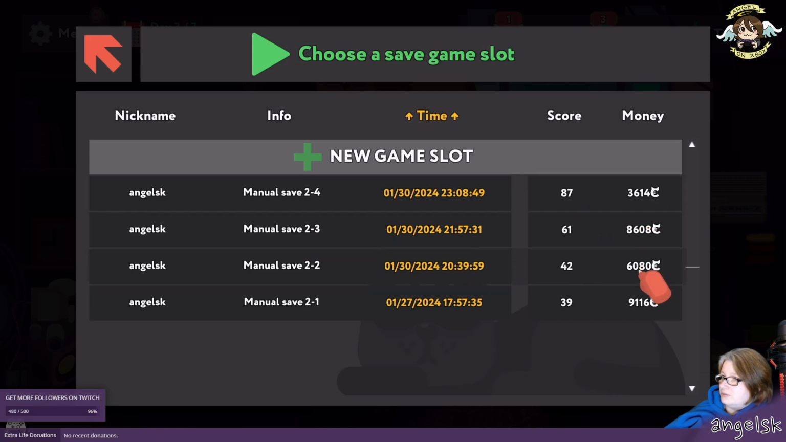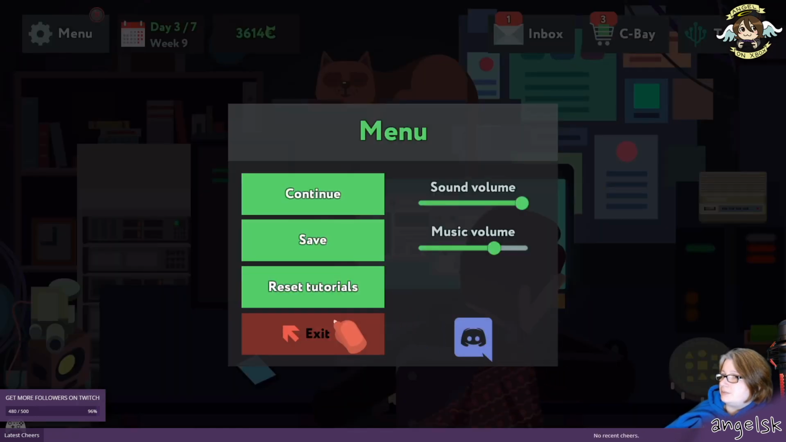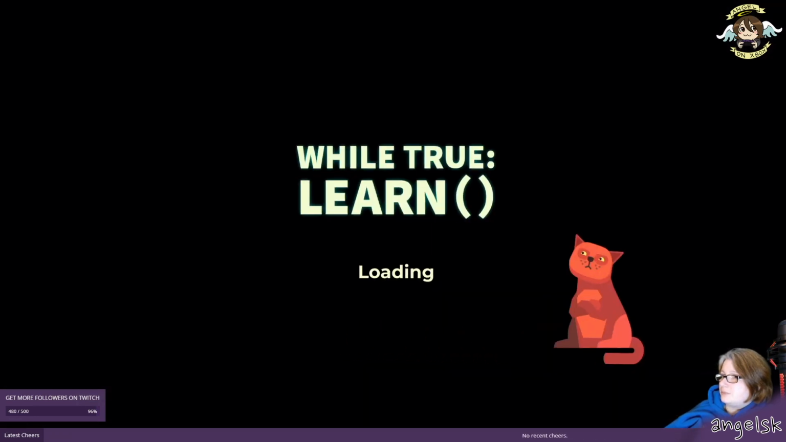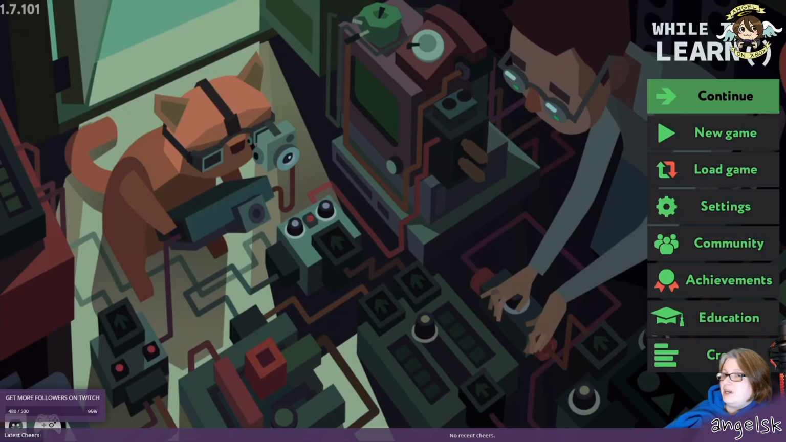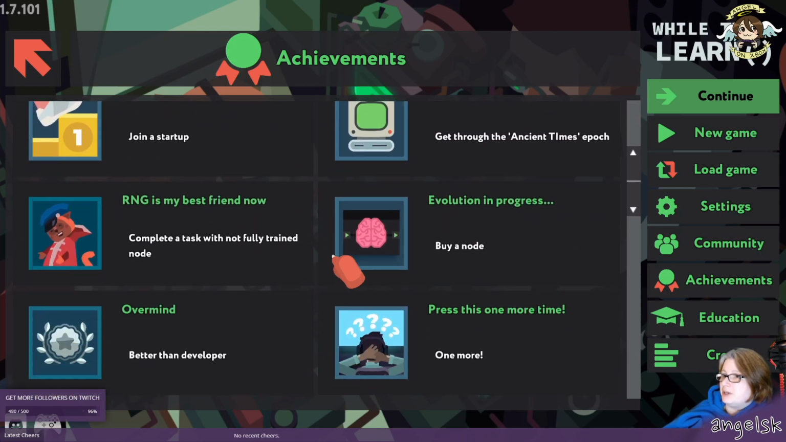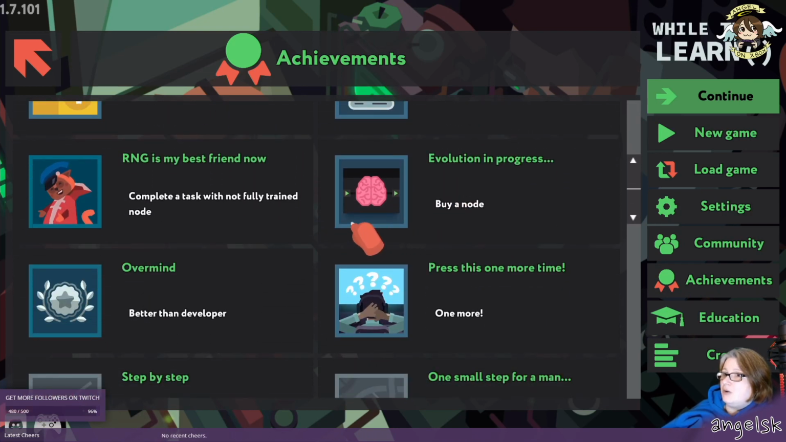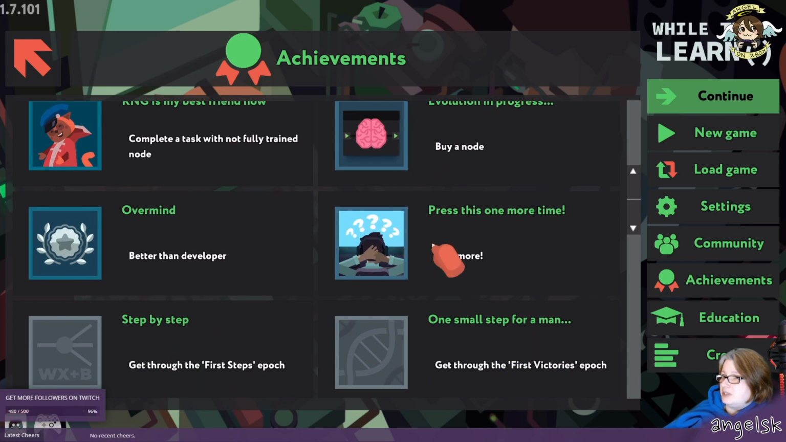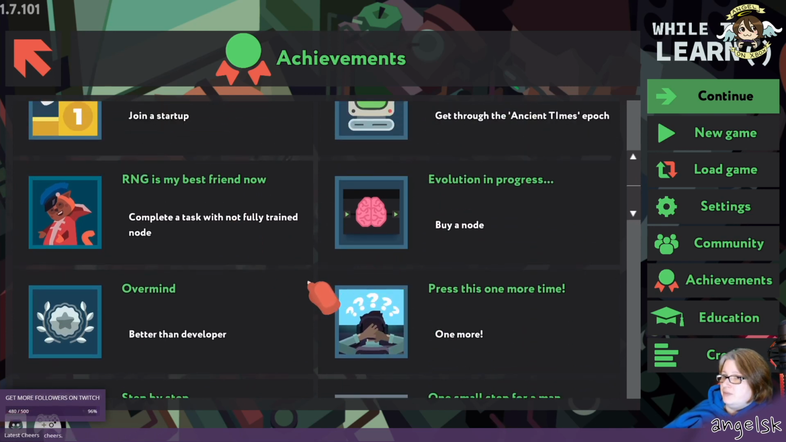So we have a score apparently. Interesting. Exit. We got an achievement for persevering. Oh no, we got 2 because we bought a node as well. Oh, and we did the fully trained node, the RNG one, and we did the press this one more time. That's my favorite one.